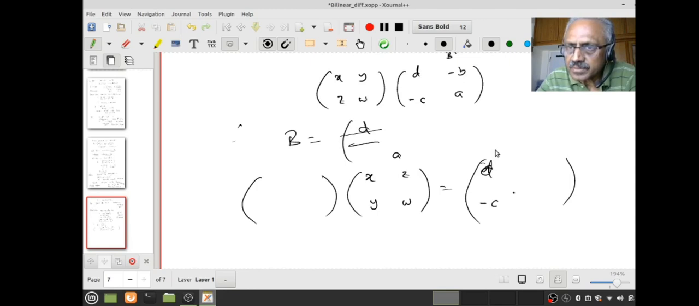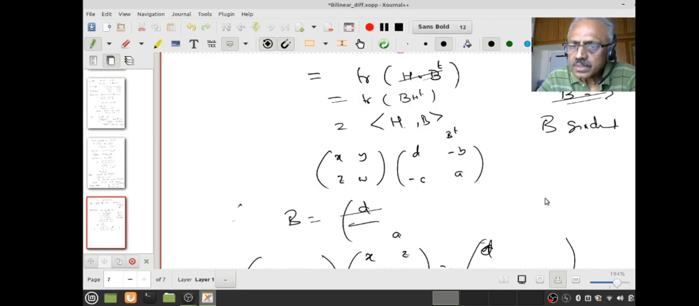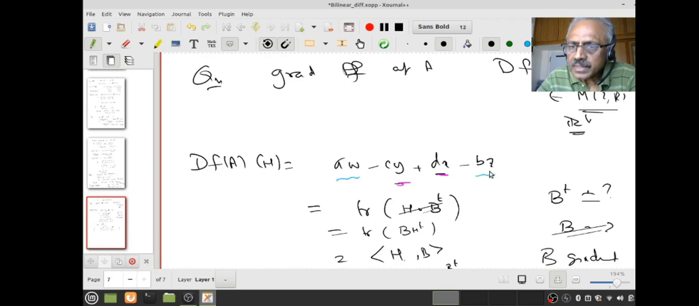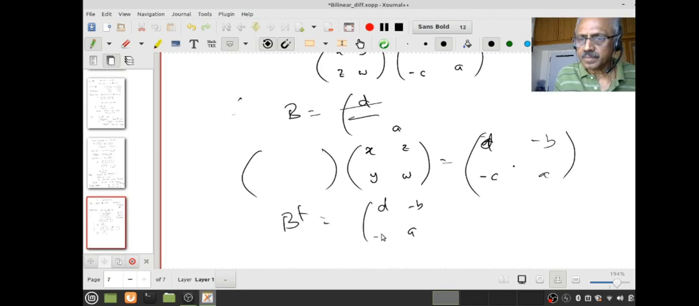Now I am going to get the same thing, naturally. And what should be the second one? Second one is going to be ZW. ZW is going to be minus B and A. Okay, good. This is my B transpose. Therefore B transpose is D, A, minus B, minus C.